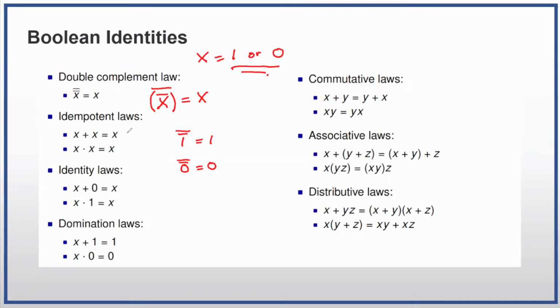The next one is the idempotent law. That means x plus x is equal to x, and x product x is also x. Please write down these Boolean identities. I have shared the presentation with you, so when you are doing simplifications you can use these identities by looking at the slides. But in your exams, you have to remember these identities.